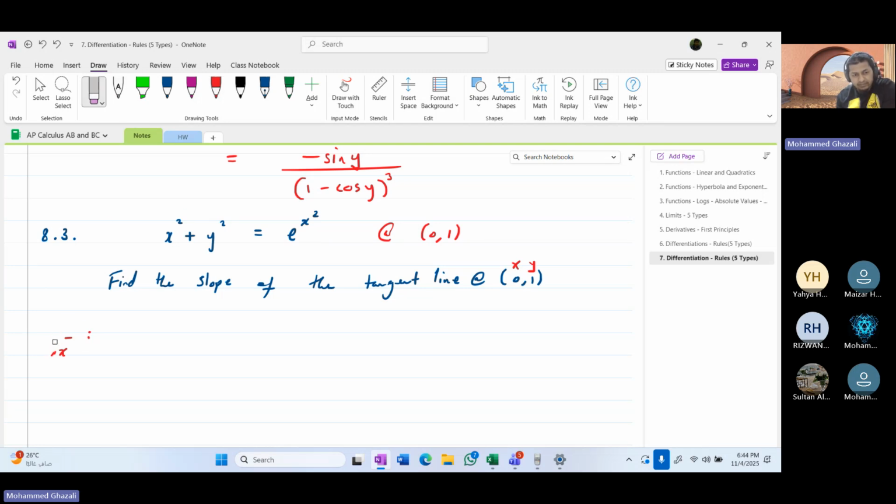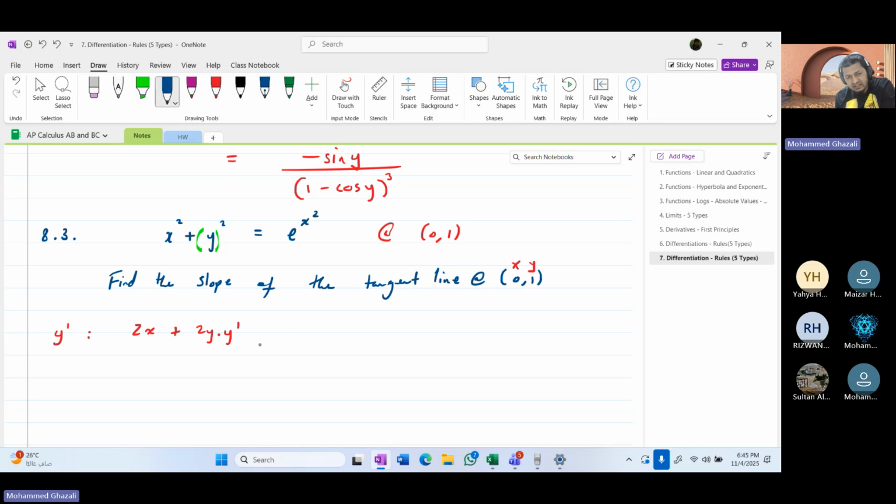Let's just call it y prime. So we're finding the derivative here. Derivative of x squared is just 2x. Remember, x squared is already a function of x. But y squared, y is a function in x, so it's a function raised to the power 2. So you get 2y times y prime, because differentiating y gives y prime.